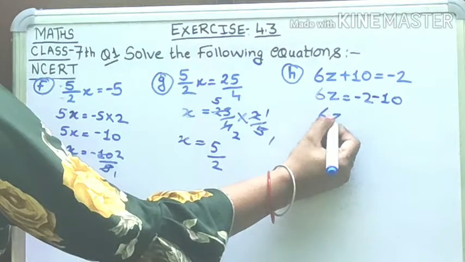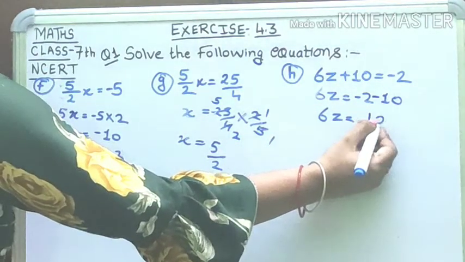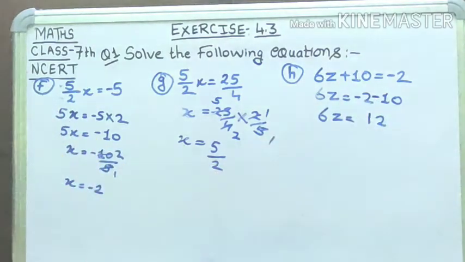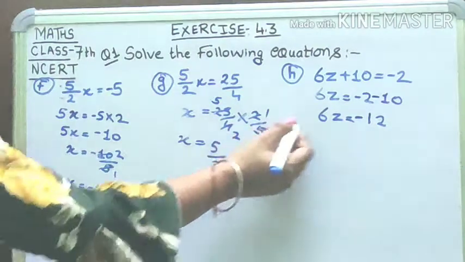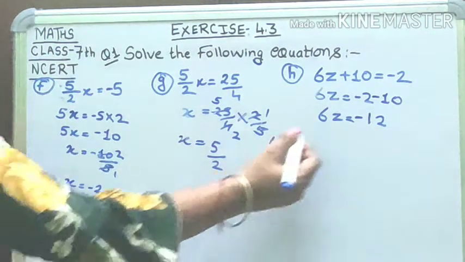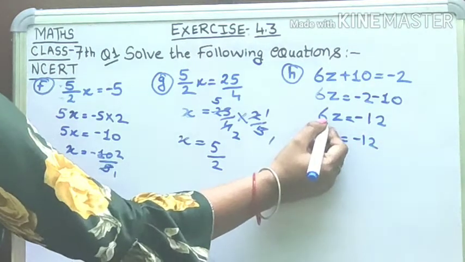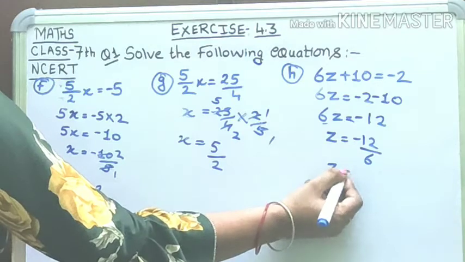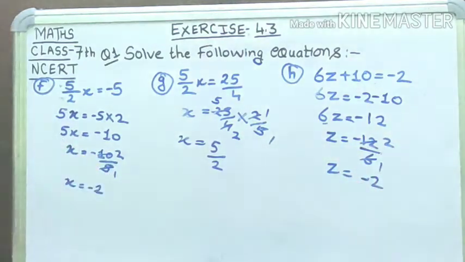Now 6z is equal to minus minus plus. So 10 plus 2, 12. And the greater number has the minus sign, so it will be minus 12. Okay. Now we have to remove this 6. Again, to remove the 6, we have to transfer this term. So this will become z equal to minus 12, and it is in the multiplication, so it will be divided. Z equal to 6 1s are 6, 6 2s are 12, minus 2. Z equal to minus 2 is the answer.